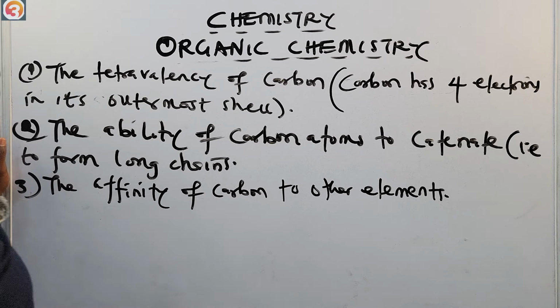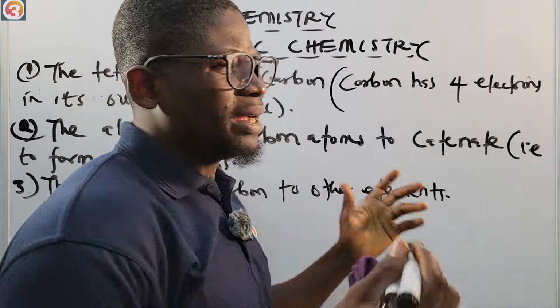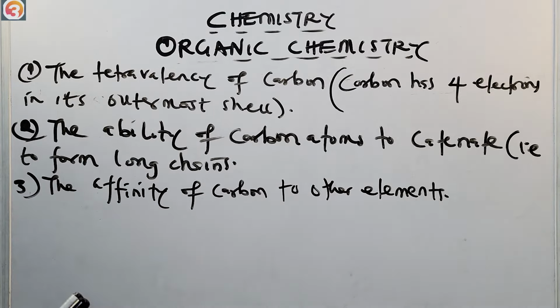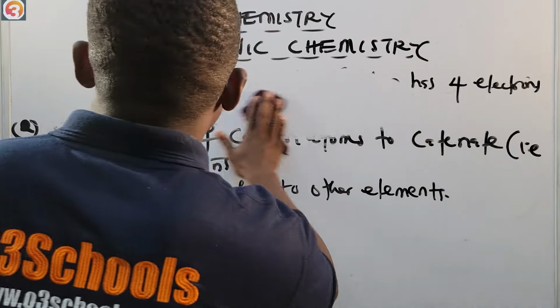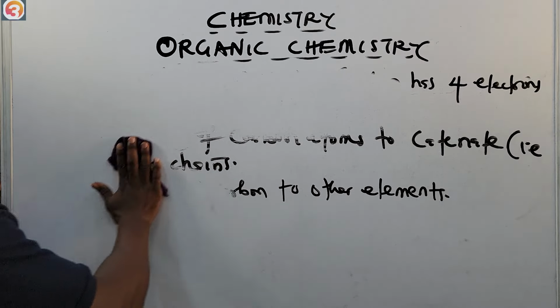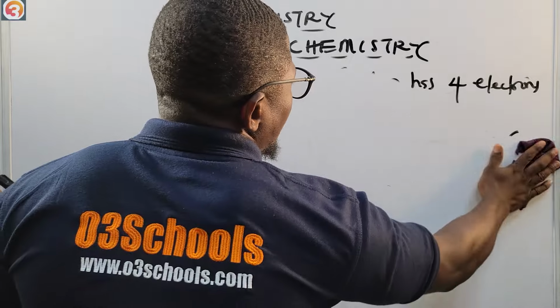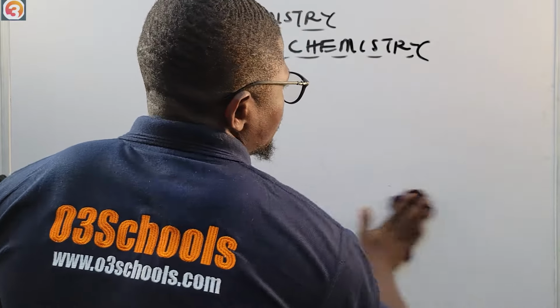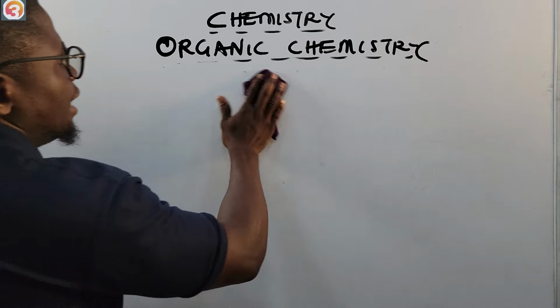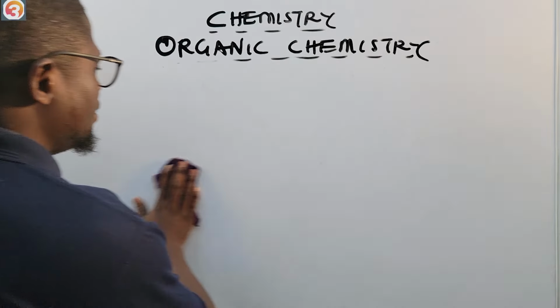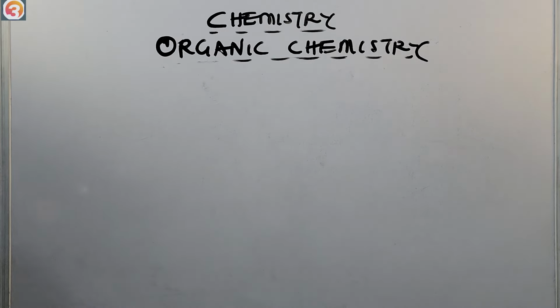Now, lastly, in this episode, I'm going to look at the properties of organic compounds. Organic compounds are covalent in nature. They are formed by sharing a pair of electrons, a shared pair of electrons. So that is why they are covalent.